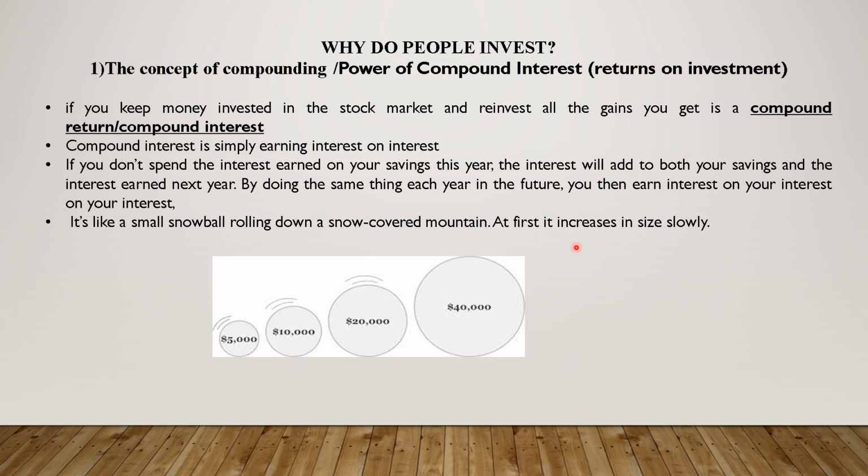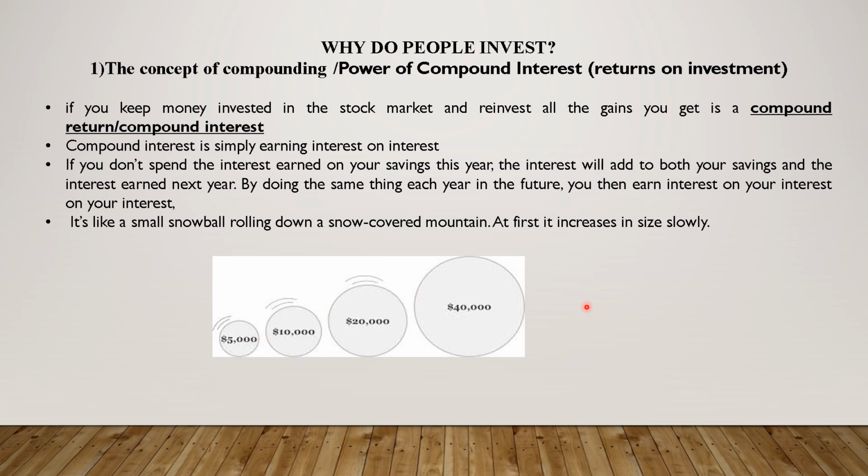In other words, when you invest your money this year, let's say, as an example in our snowball effect, we have $5,000. This year you get an interest of $5,000. You add both your savings and the $5,000 interest. The next year, it will generate $10,000. The next year, it will generate $20,000, and the next $40,000. As you can see, it is increasing in size.